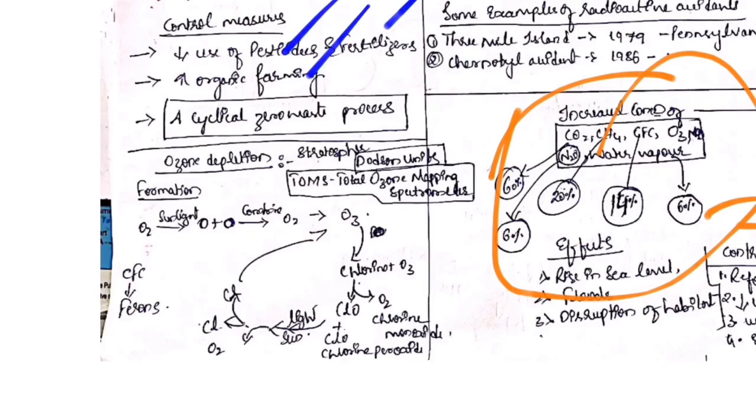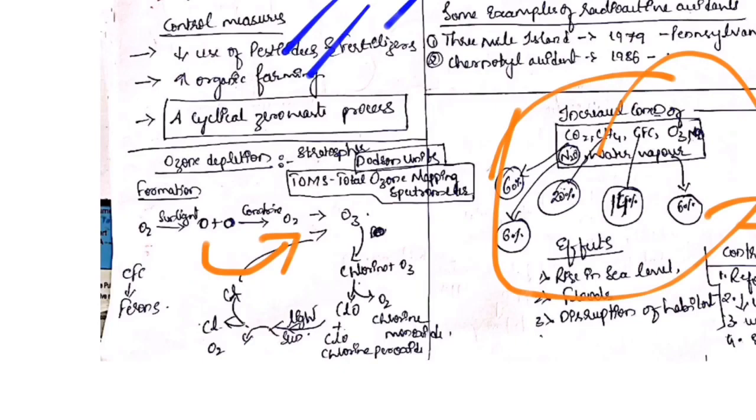So how is this ozone formed? The formation of ozone is very simple. Oxygen molecules in the presence of sunlight split into individual atoms of oxygen. These individual atoms then combine with other oxygen molecules.